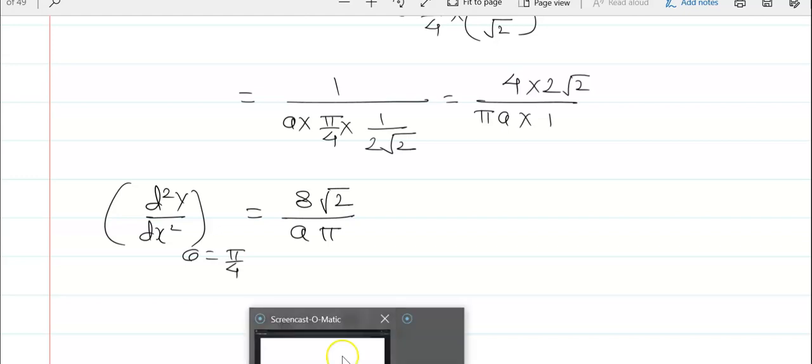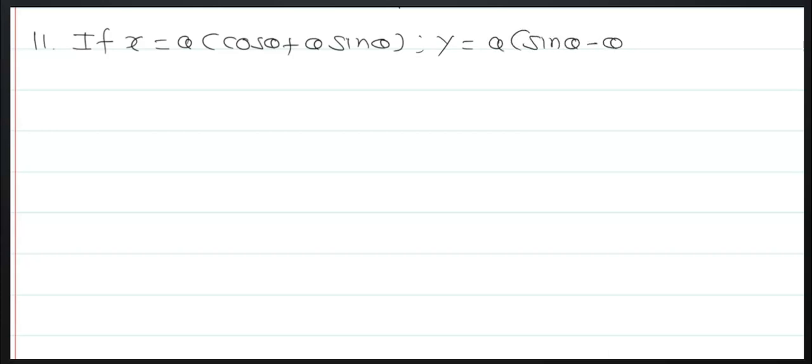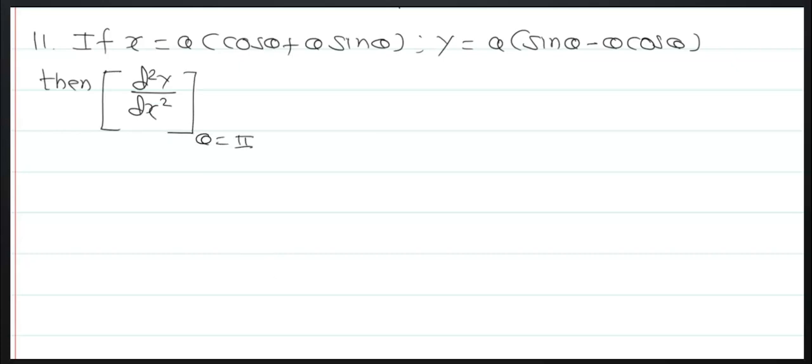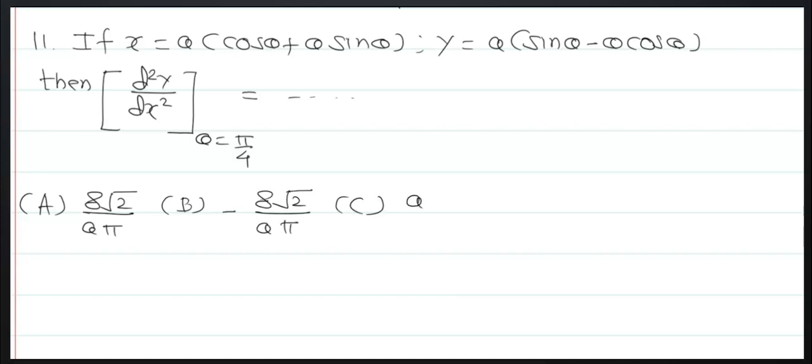Now, see this again here. Problem number 11. x is equal to a cos theta plus theta sin theta, y is equal to a sin theta minus theta cos theta. Then d2y by dx square at theta is equal to pi by 4 is 8 root 2 upon a pi, minus 8 root 2 upon a pi, upon 8 root 2, and 4 root 2 upon a pi.